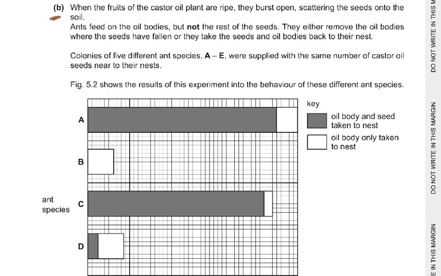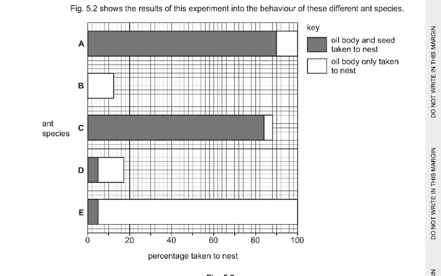Part B of the question: when the fruits of the castor oil plant are ripe, they burst open, scattering the seeds onto the soil. Ants feed on the oil bodies, but not the rest of the seed. They either remove the oil bodies where the seeds have fallen, or they take the seeds and oil bodies back to their nest. Colonies of 5 different ant species, A to E, were supplied with the same number of castor oil seeds near to their nests. Figure 5.2 shows the results of this experiment into the behavior of these different ant species.